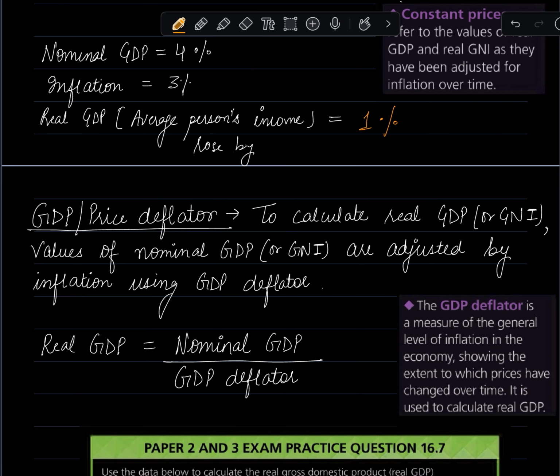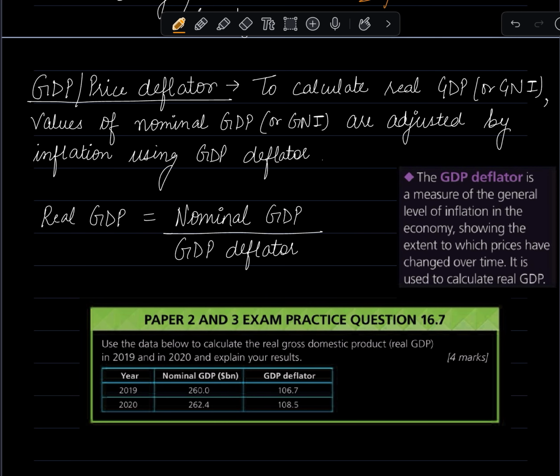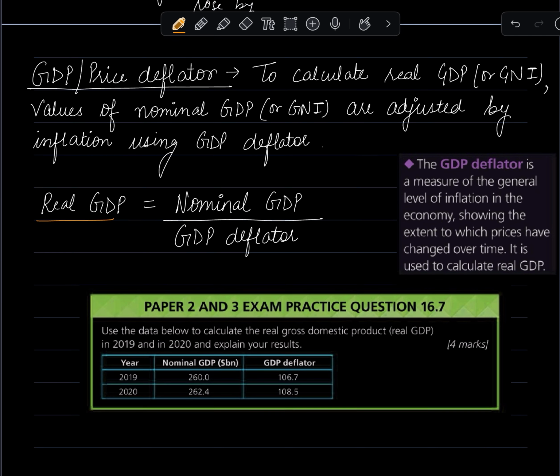Now, since we know real GDP gives us the actual value, how can we convert nominal GDP into real GDP? With the help of the GDP deflator. What is the GDP deflator? The GDP deflator tells us about the level of inflation. It tells us to what extent the prices have changed over time, so that adjustments can be made in the nominal GDP for inflation. The formula to calculate real GDP with the help of the GDP deflator is: real GDP is equal to nominal GDP divided by GDP deflator. We'll do a question for this.